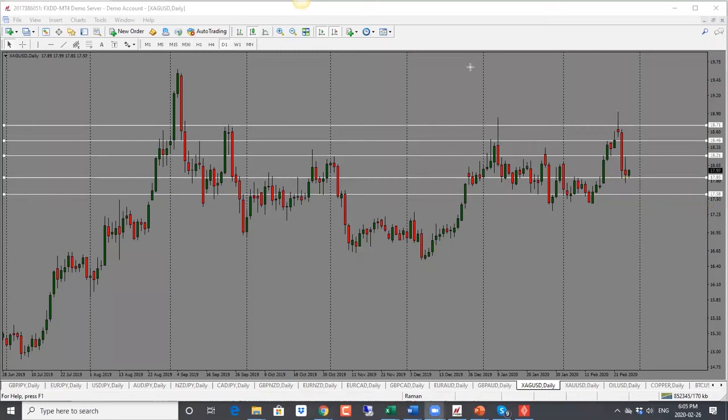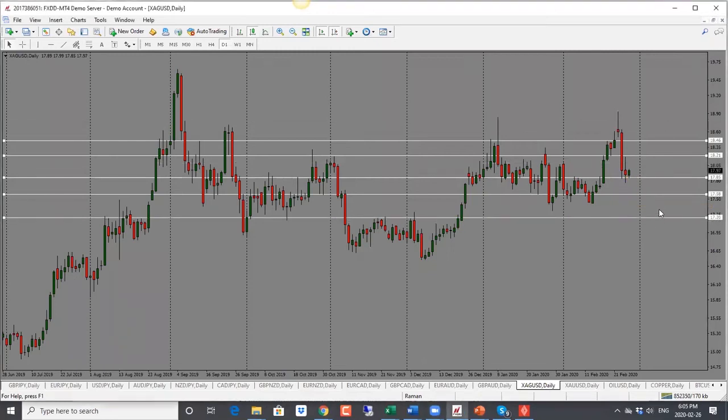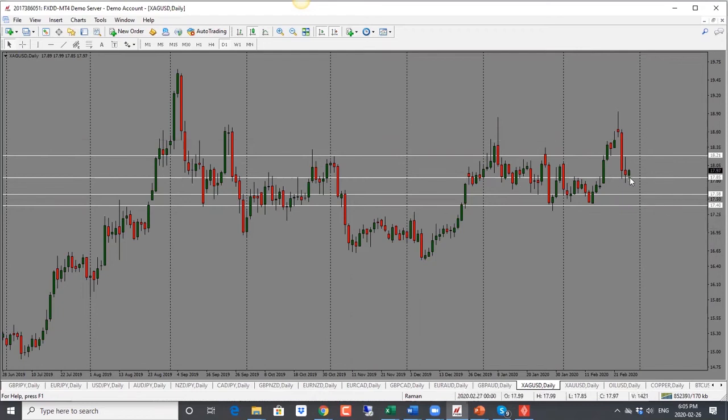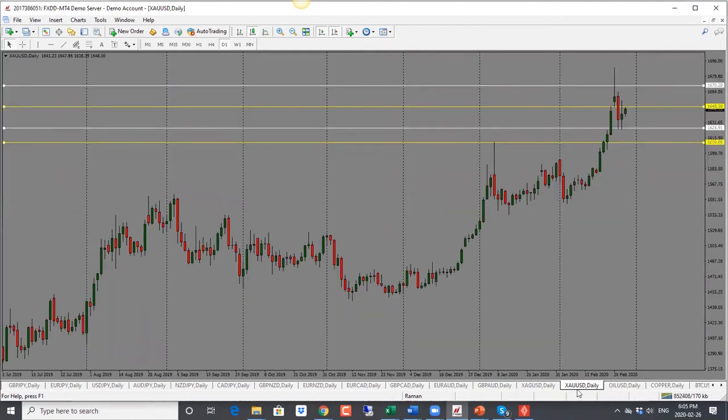So my bias here is neutral for silver, and I'm going to watch this 17.85 level, and then we will see which direction it wants to go in. So for now, bias is neutral for silver, but if it breaks through, we have two levels to the downside here.